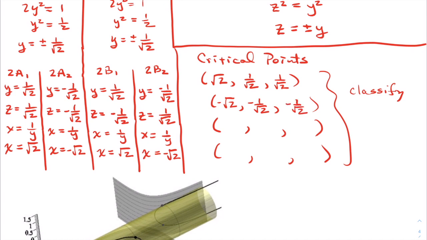Okay, now we're on case 2b1. X is the square root of 2. Y is 1 over the square root of 2. And z is negative 1 over the square root of 2. And the last case is 2b2. X is negative root 2. Y is negative 1 over the square root of 2. And z is positive 1 over the square root of 2.